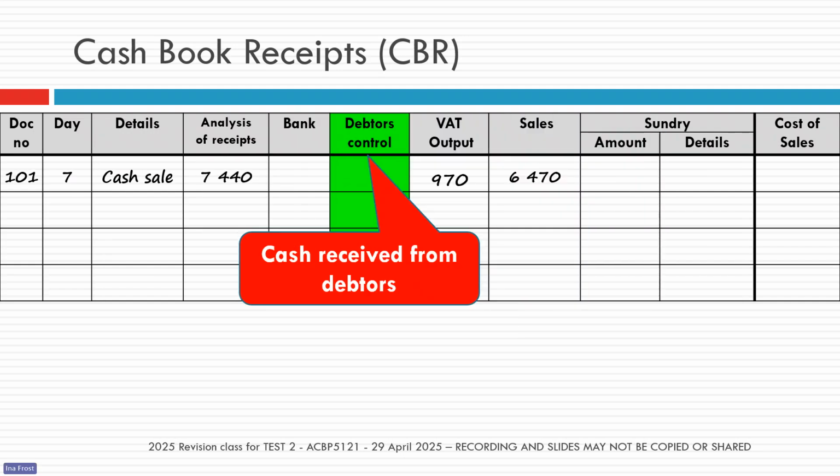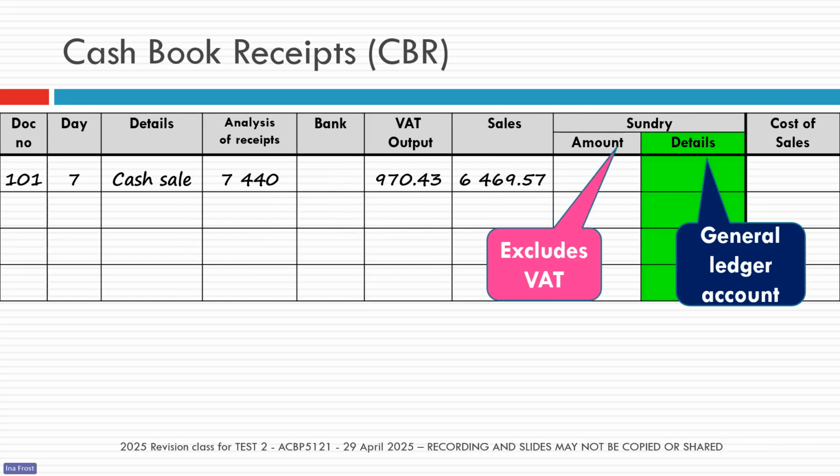Then there's another column in cash book receipts. That's our debtors control column. And this is where we're going to record cash received from debtors. So when your debtor comes to pay their outstanding account, we're going to record the cash received from the debtor in this column. And in this column, it will be the full amount of cash that you receive from your debtor. Then we come to another details column.